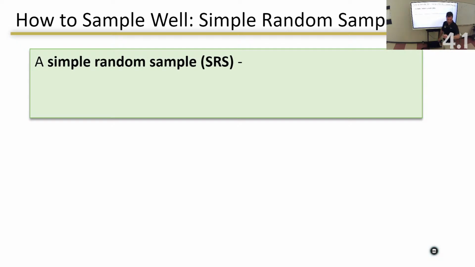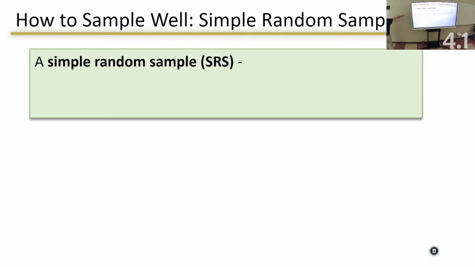Okay, this is how you're going to sample. First one's an SRS, simple random sample. We talk about simple random sample so much. You can abbreviate it SRS. On the AP test, you can say SRS and everybody knows what you're talking about.